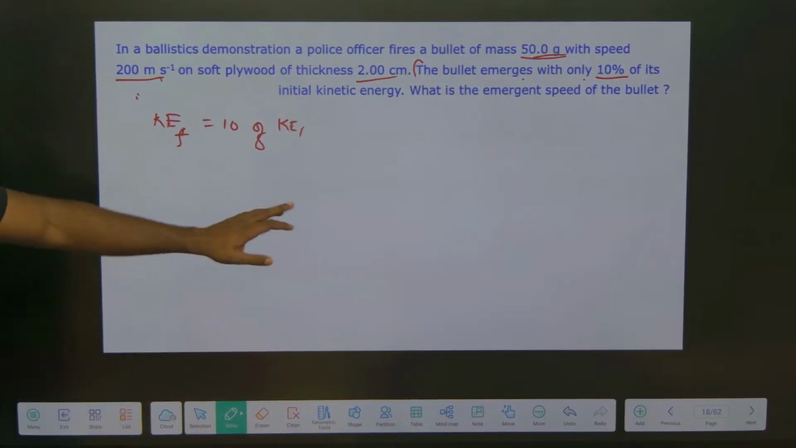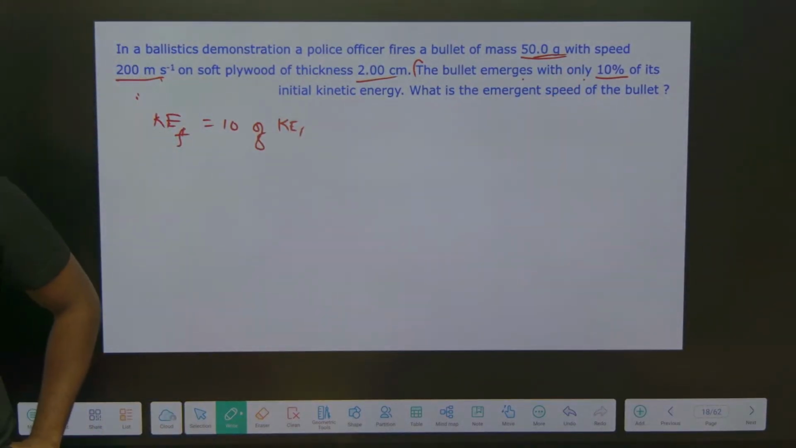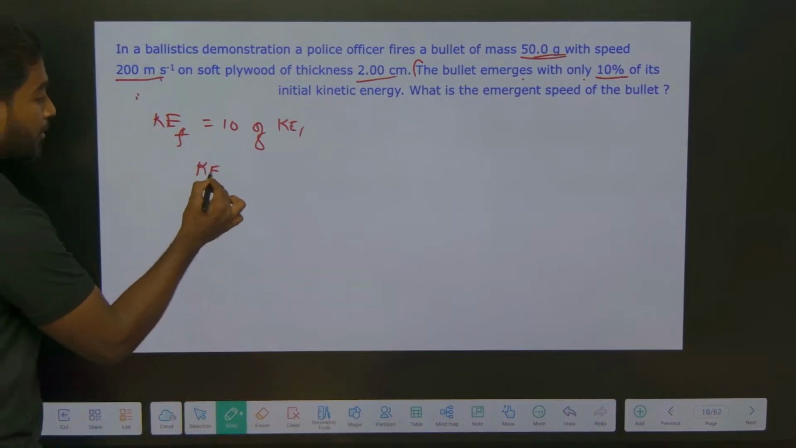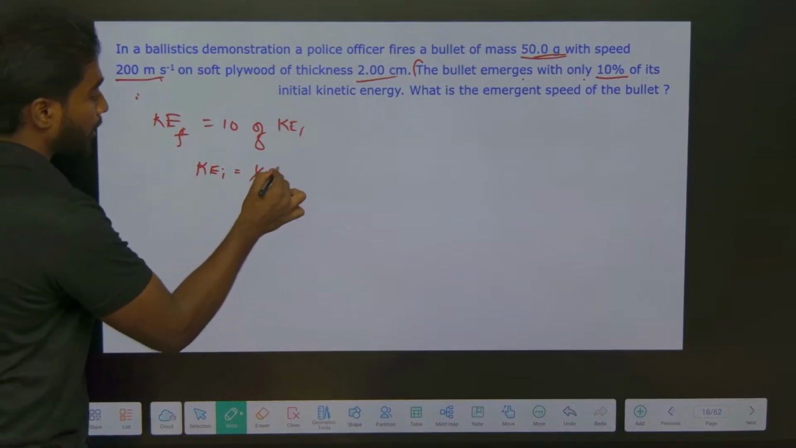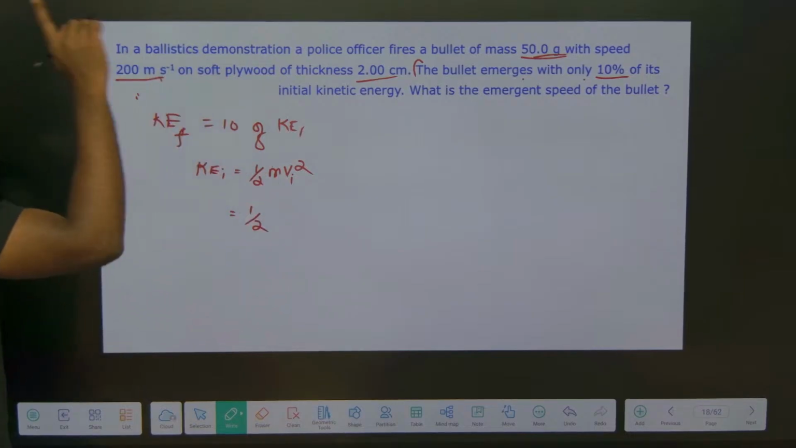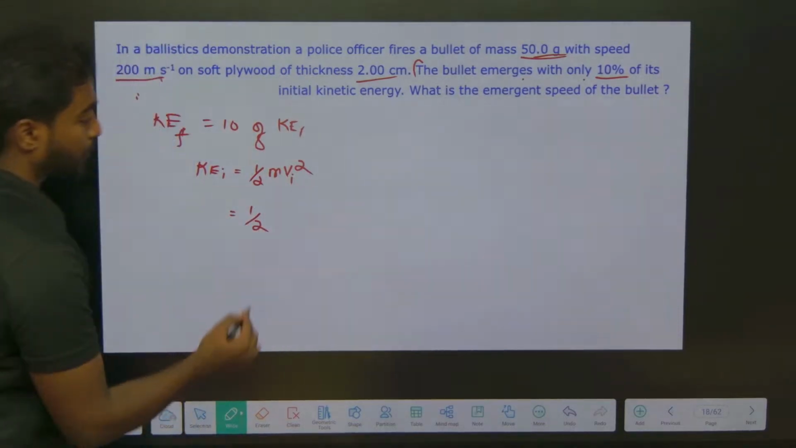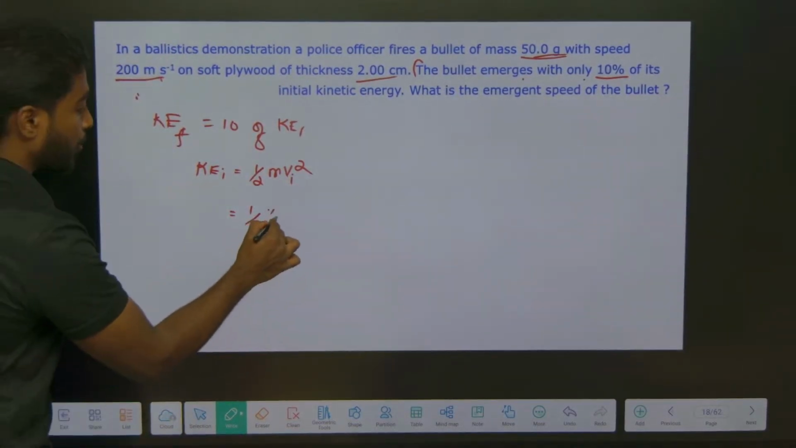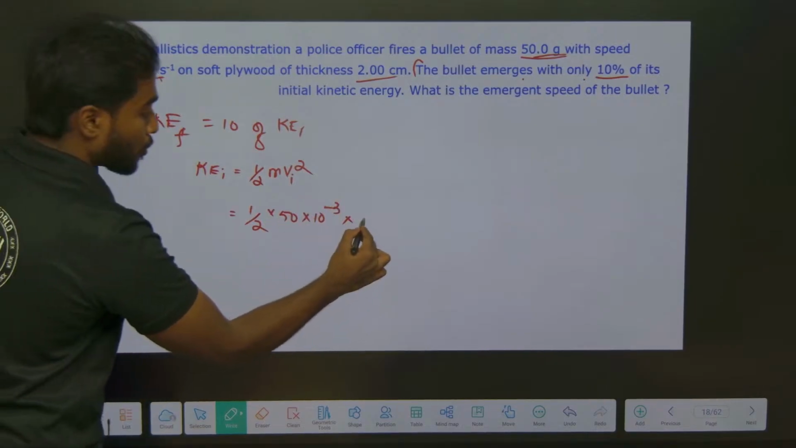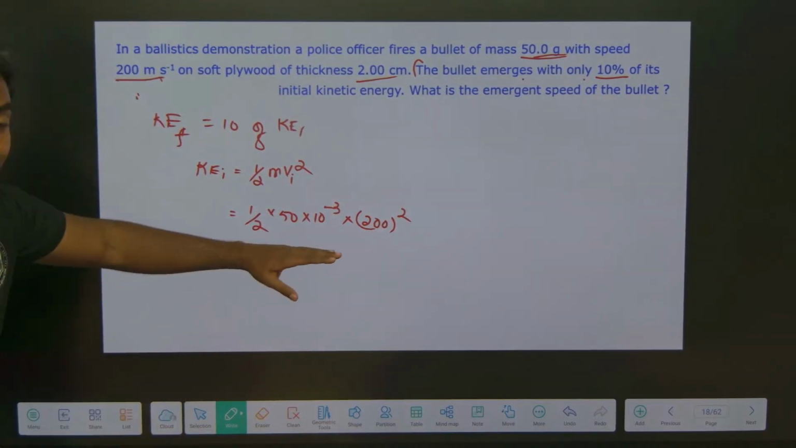That's the point. What is the emergent speed of the bullet? What is the final velocity they are asking? So first let me find the initial kinetic energy, which equals half m v initial square. What is the mass they have given? 50 gram. Convert to kg: 50 into 10 power minus 3, into 200 square. This is my initial kinetic energy.